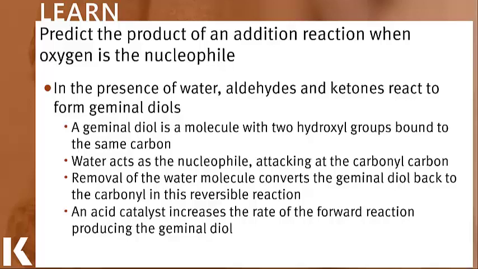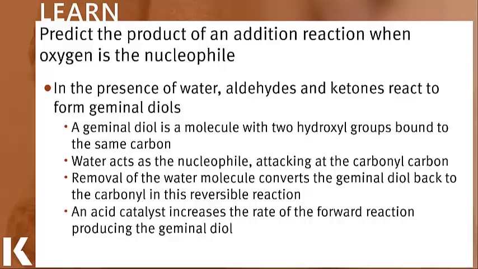A geminal diol, if we break the name down, gem means twins. Ol is an alcohol, that means there's a hydroxyl group, and diol means that there are two hydroxyl groups. So a geminal diol with two hydroxyl groups basically means that I have two alcohol groups bound to the same carbon. Here, the oxygen from the water is going to act as a nucleophile and is going to attack that partially positive carbonyl carbon.